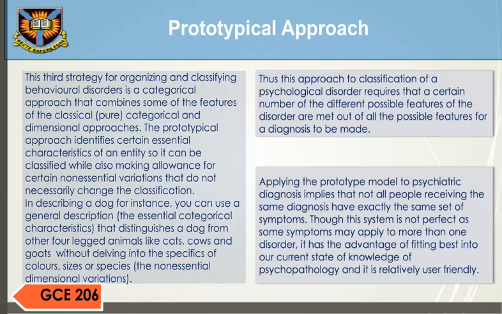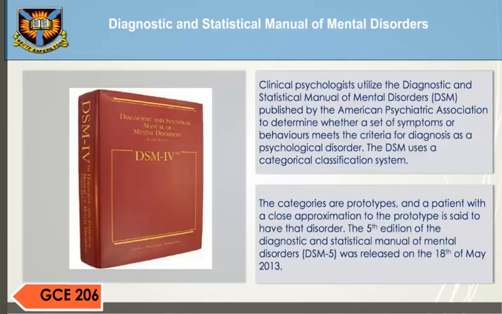Applying the prototype model to psychiatric diagnosis implies that not all people receiving the same diagnosis have exactly the same set of symptoms. Though this system is not perfect, as some symptoms may apply to more than one disorder, it has the advantage of fitting best into our current state of knowledge of psychopathology, and it is relatively user-friendly. Diagnostic and Statistical Manual of Mental Disorders.